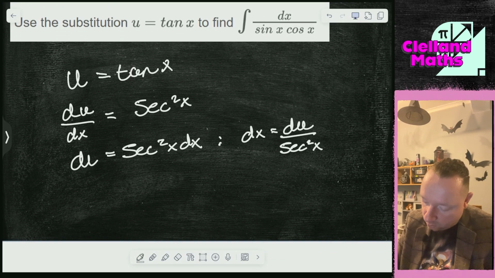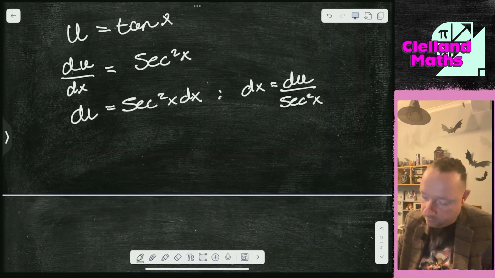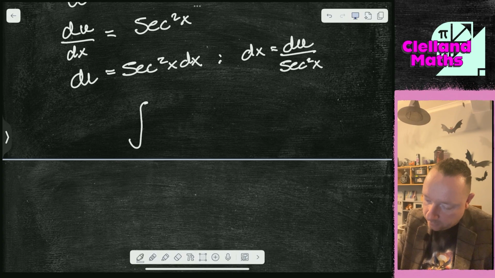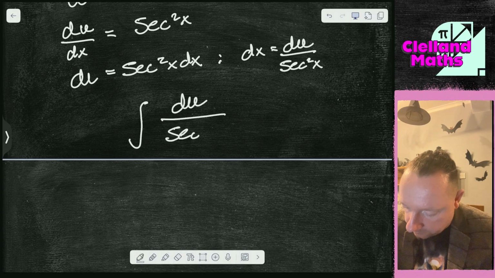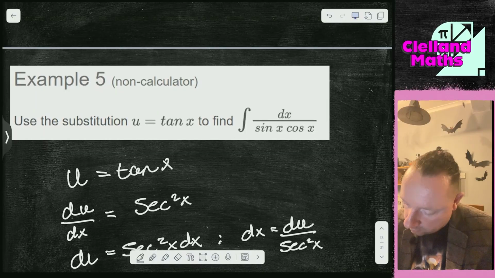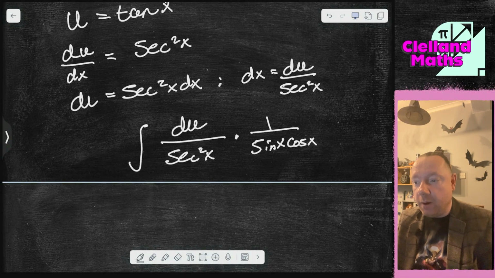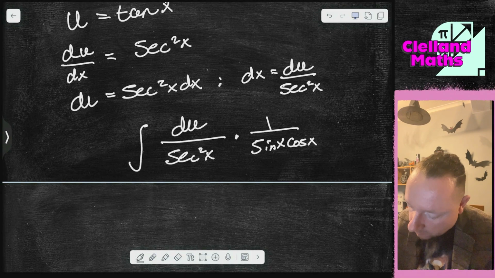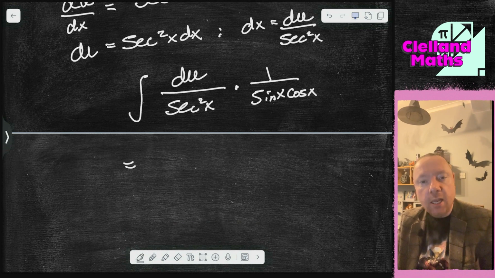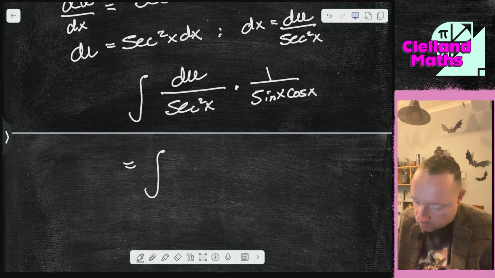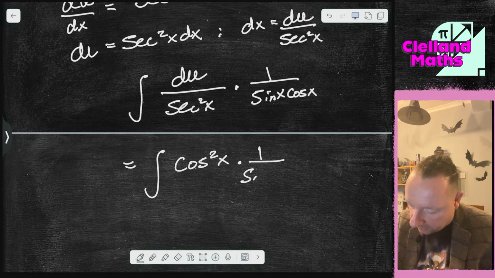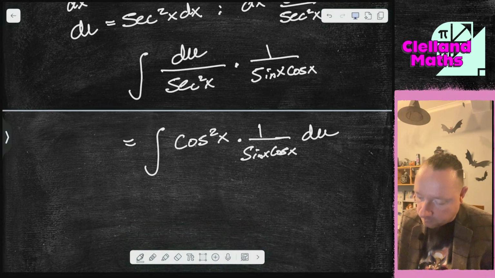We'll substitute it in. So subbing in, we've got the integral of du over sec squared x times 1 over sine x cos x. Doesn't look like much now. We've still got sines and coses and x's, and we don't want x's in anything. But we'll simplify that and see what we get. Remember, sec is 1 over cos. So that first thing becomes cos squared x times 1 over sine x cos x. I'll just shove the du sitting on the end.